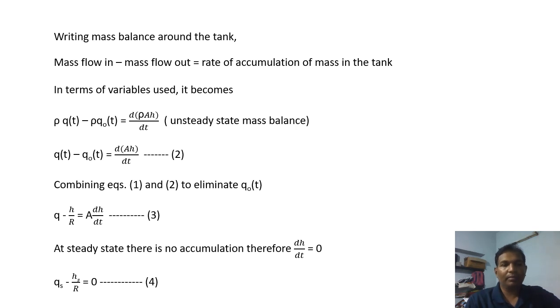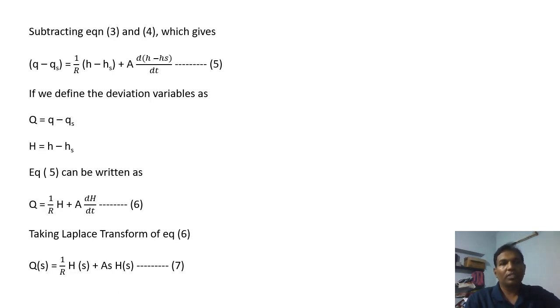So the next step, subtracting equation 3 and 4. So we got the unsteady state equation and the steady state equation, and we are going to subtract these equations. If you subtract them, you will get q minus qs in the left hand side and bring all the other terms to the right hand side, which is equal to 1 by r into h minus hs plus a into d(h minus hs) by dt. This will be your equation number 5.